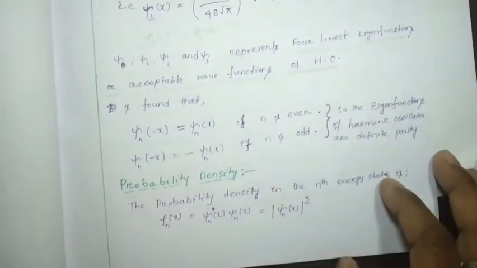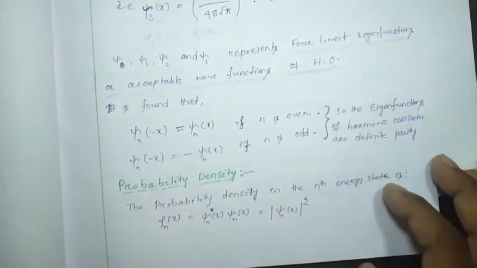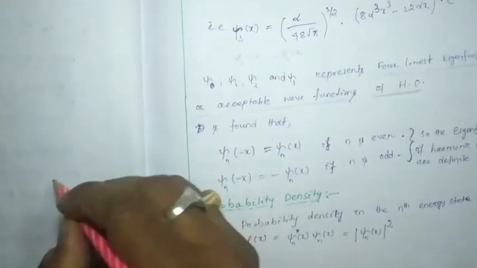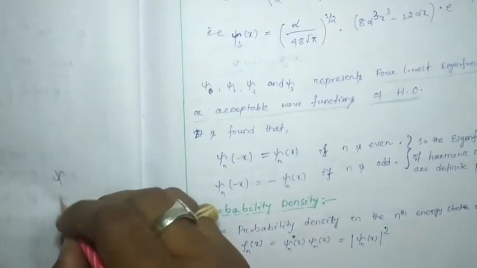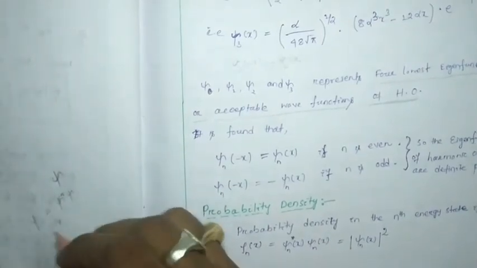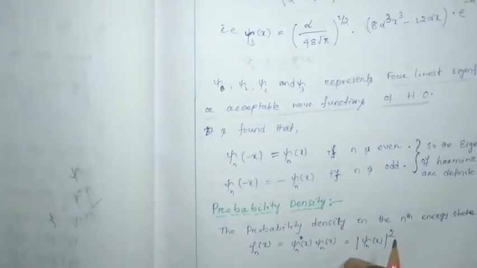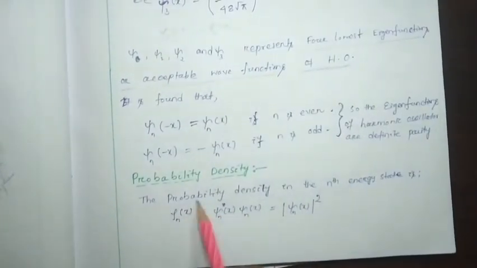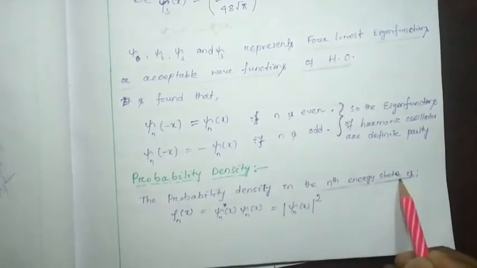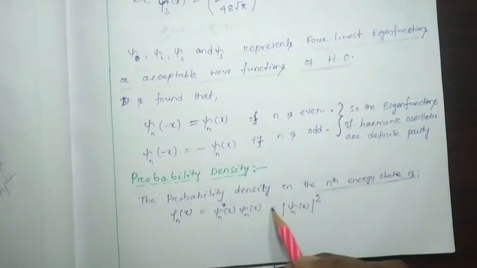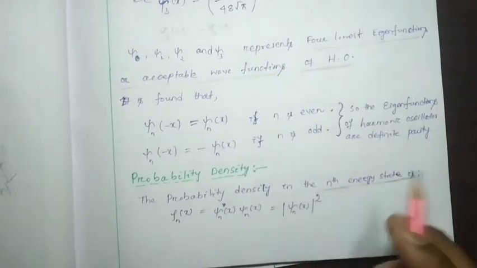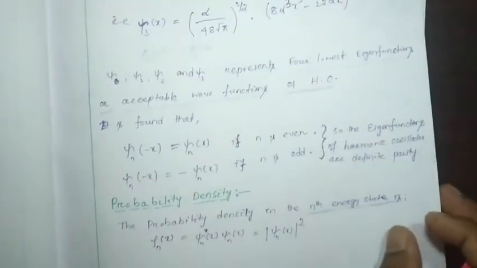Now, probability density. Suppose we have the eigen function of a state, psi. Then the probability density of that state will be psi star and psi, or we can say psi mod square. So in general, the probability density in the nth energy state is rho n of x equal to psi n star of x into psi n of x, or equal to psi n of x mod square. So this is the probability density expression.